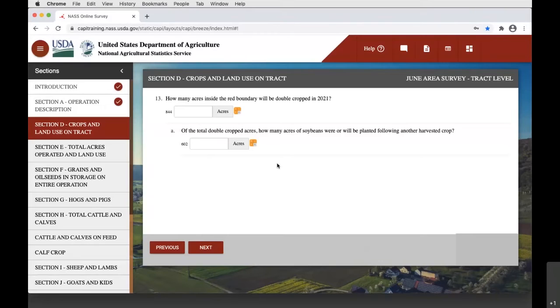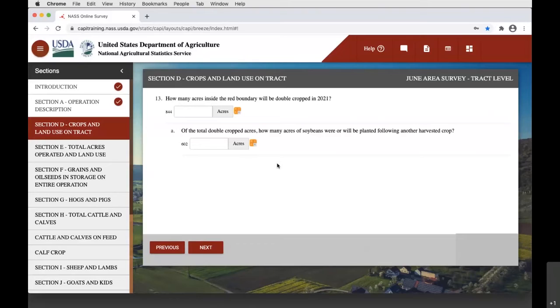As you can see, the question now reads, how many acres inside the red boundary will be double cropped in 2021? By asking for acres that were double cropped, we are looking for acres on which 2 crops were harvested from the same field in the same season. The interviewer's manual has been updated to reflect this change between double cropping and dual utilizations for this question.